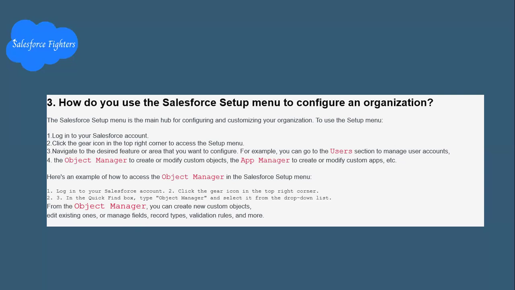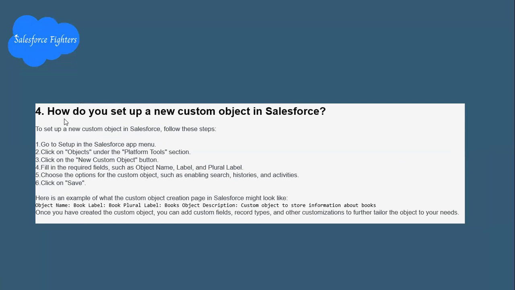Third, in the quick find box type object manager and select it from the drop down list. From the object manager, you can create a new custom object, edit existing ones, and manage the fields, record types, validation rules and more. Next question: how do you set up a new custom object in Salesforce?